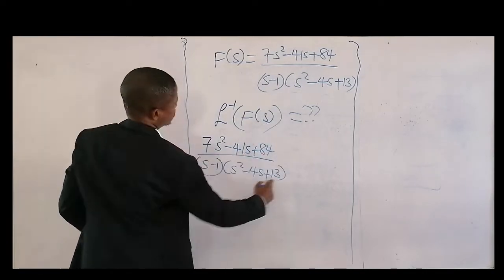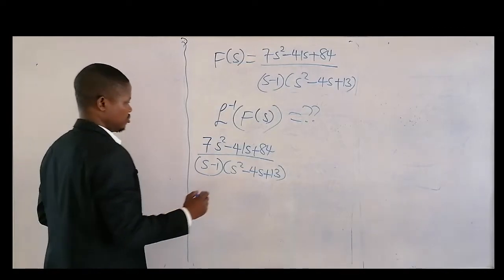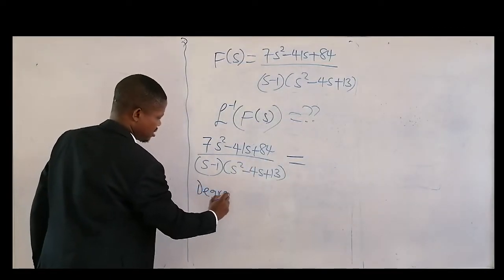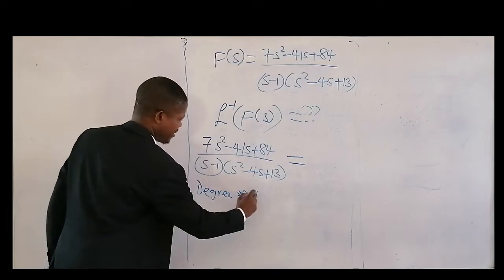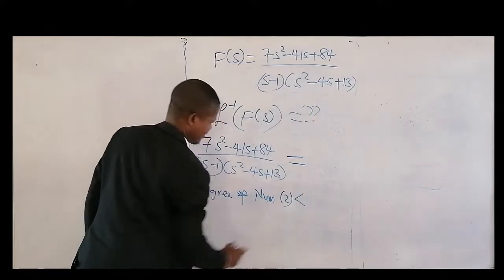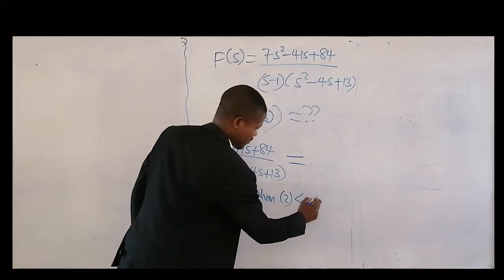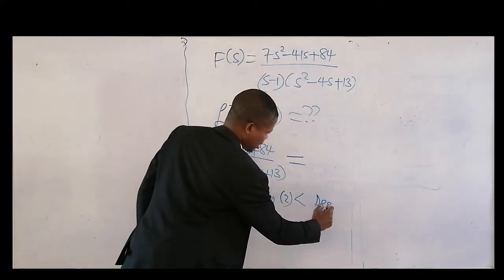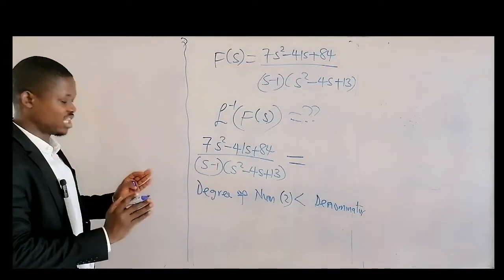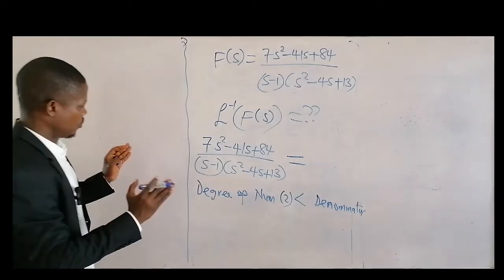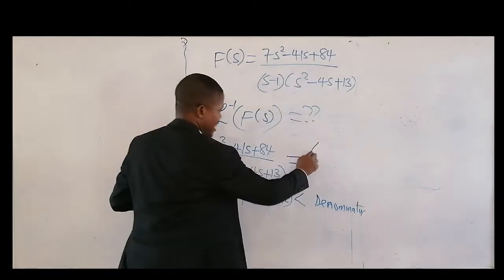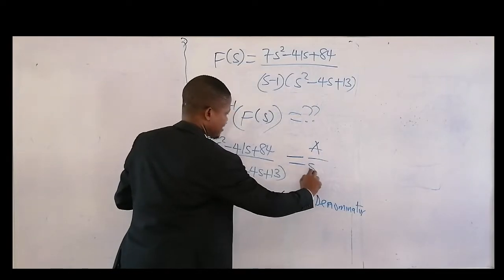The next thing to do, we observe that the degree of the numerator, which is of power 2, is less than that of the denominator. So in that case, that will take us to partial fractions. And then we have here, this is the linear factor, and that will be A over x minus 1.